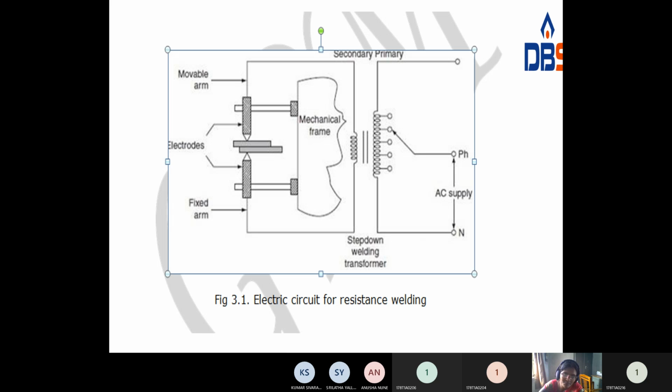Through this electrode, this one is placed on this one. Here, the current will pass through the electrodes, and at that time heat will be produced and melt the metals. That heat will join these two metal pieces. This is the process of resistance welding, so this is the electric circuit for resistance welding.